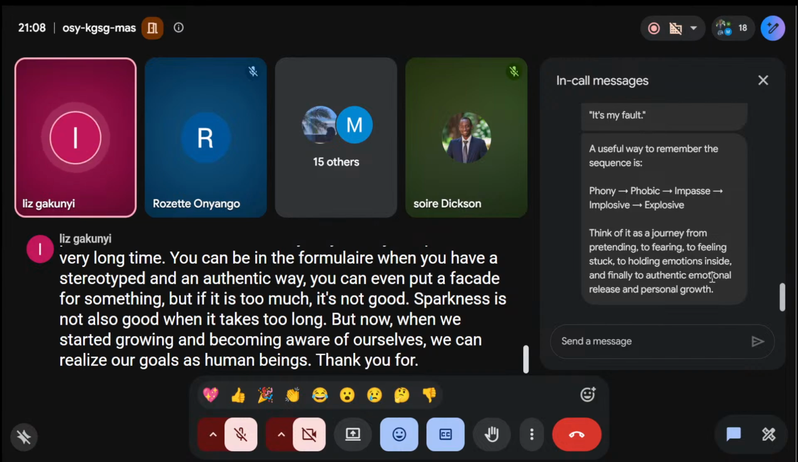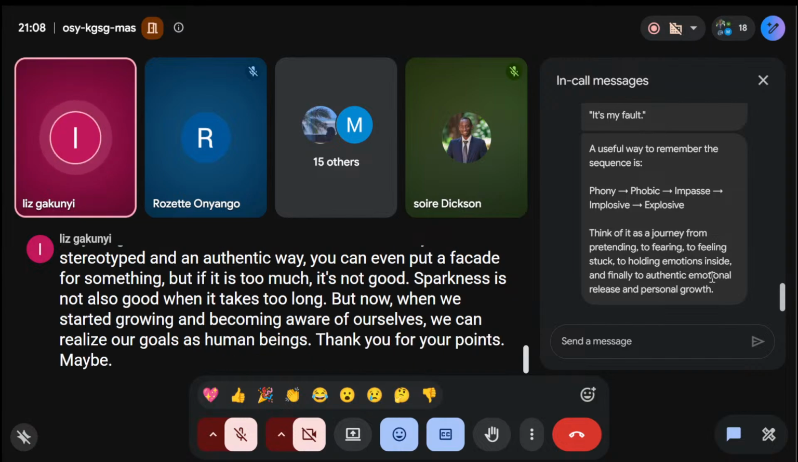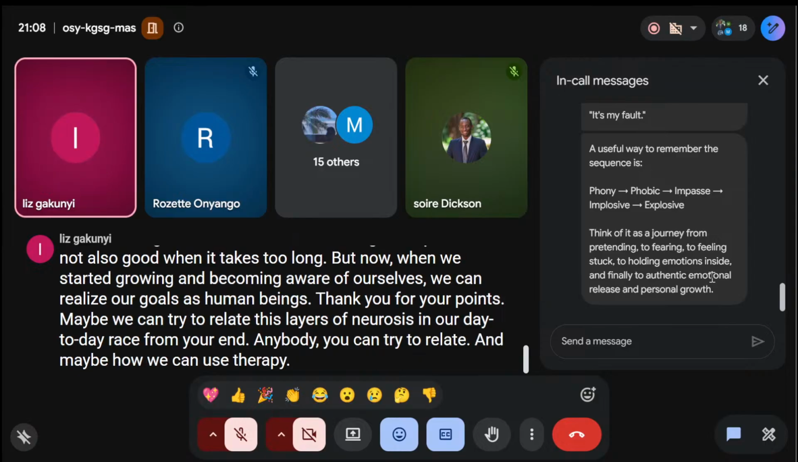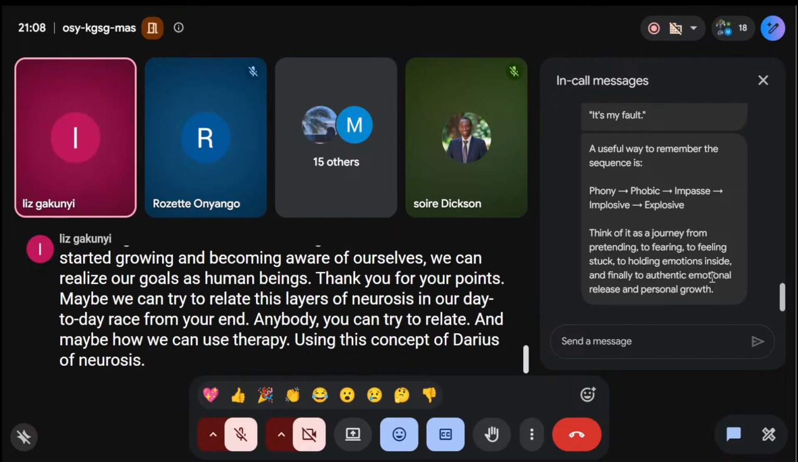Thank you for your points. Maybe we can try to relate these layers of neurosis to our day-to-day lives from your end. Anybody, you can try to relate, and maybe how we can use therapy using this concept of the layers of neurosis. Anyone?